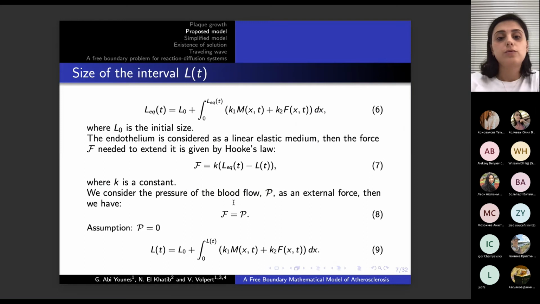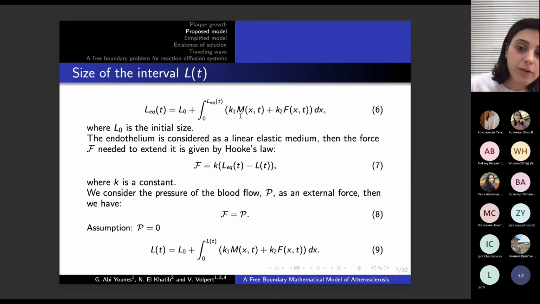Now, how to model the size of the interval? We start by expressing L_eq of t. EQ is for equilibrium. I will explain this in the next equation. Here we start with an initial size L0. And then we express the motion of L_eq of t by the presence of macrophages and foam cells within the intima. Let me notice something. In this model, the motion of the boundary is due to the flux of macrophages through the boundary, as well as their interaction within the intima.